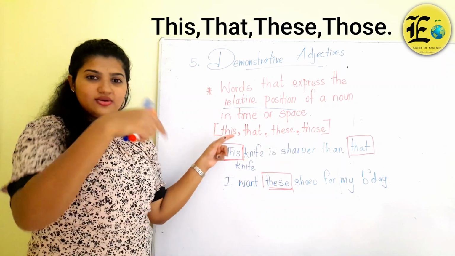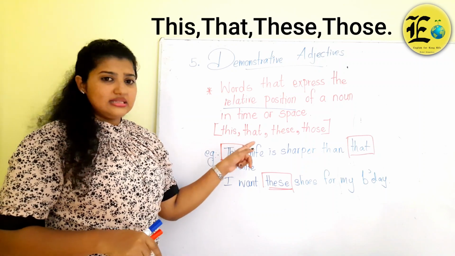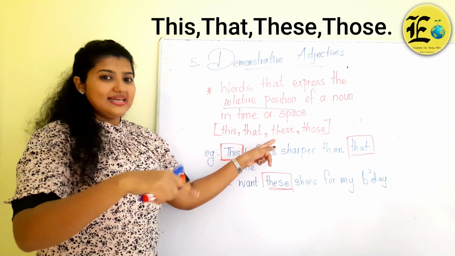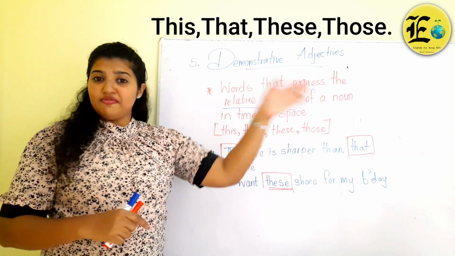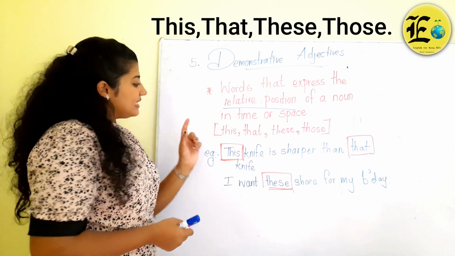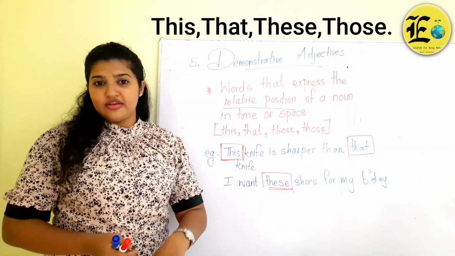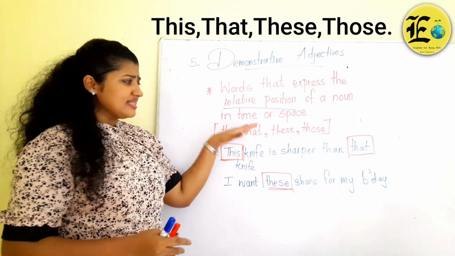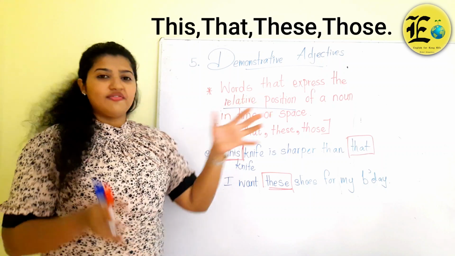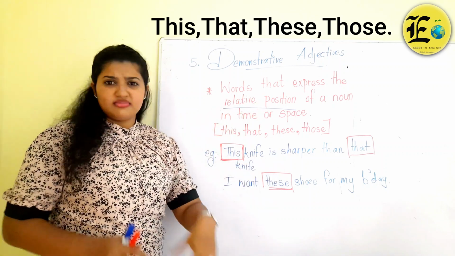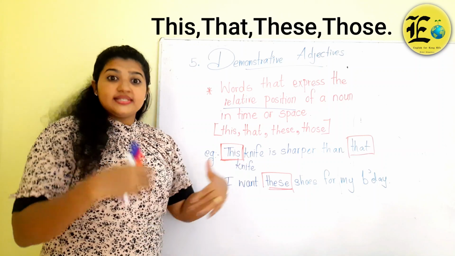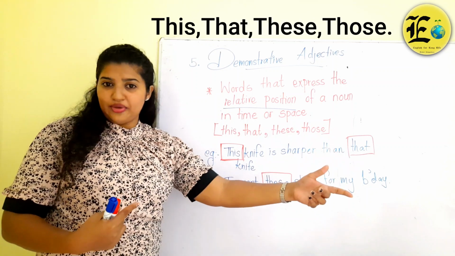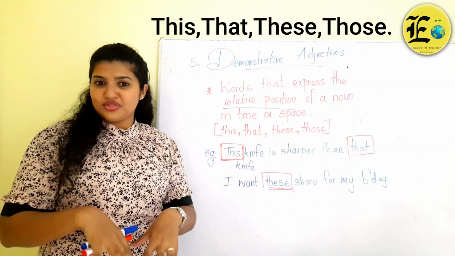So this is something near and in the singular form. That is something far and in the singular form. These is something near in the plural form, and those is something far in the plural form. Right. This knife is sharper than that knife. So these are the demonstrative adjectives that are used to show the location, the time or the space or the relative position of a particular noun. So here this knife is a knife which is closer to you, and it is sharper than that knife, a knife which is far away from the knife which is closer to us.